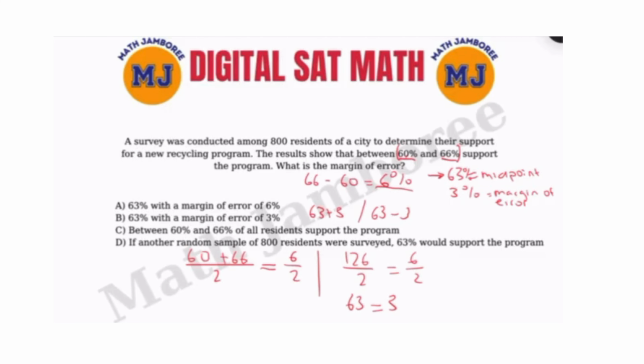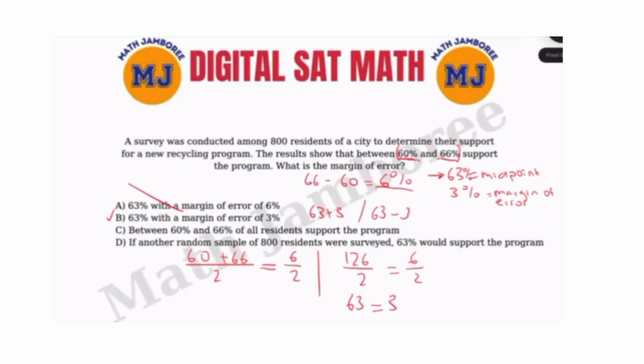So let's eliminate A, 63% with a margin of error of 6%. Now, you have the correct midpoint. 63 plus 6 is 69, so that is not the correct answer. It has to give us 66 or 60, so that is incorrect, and we can eliminate that. B says 63% with a margin of error of 3%. That is actually correct. That's what we've done.